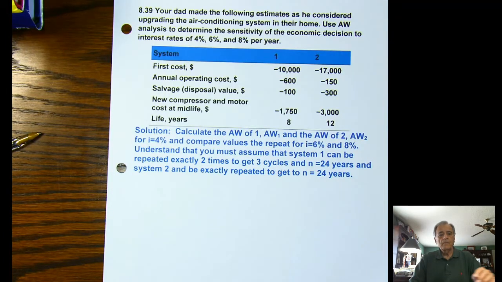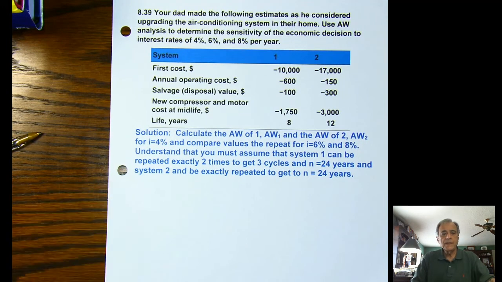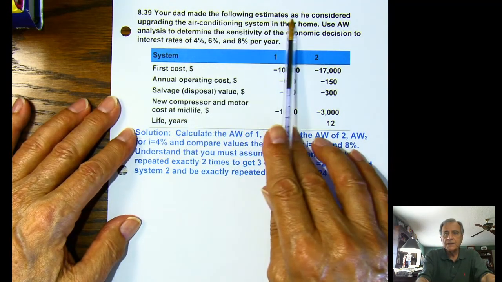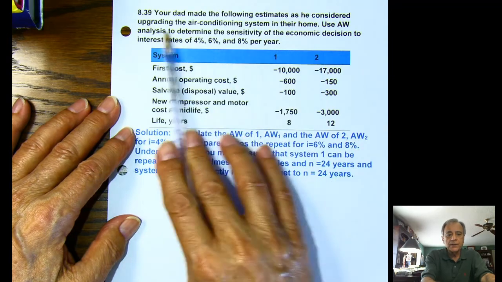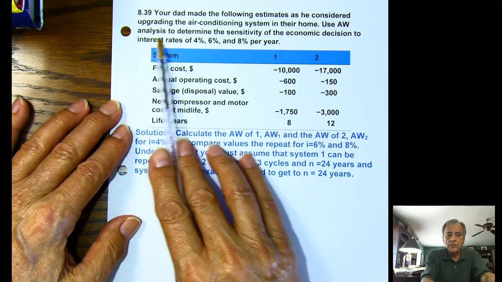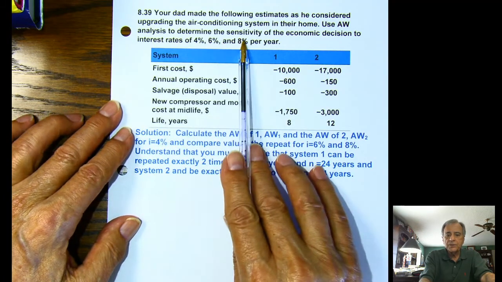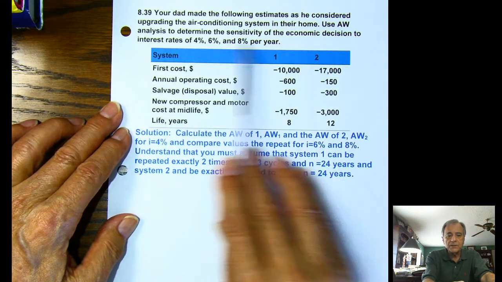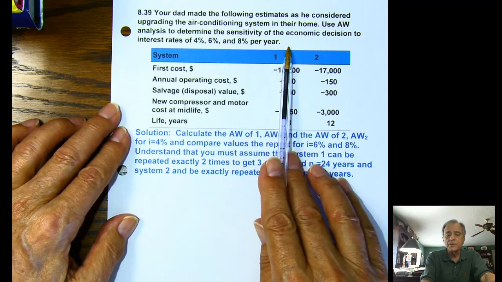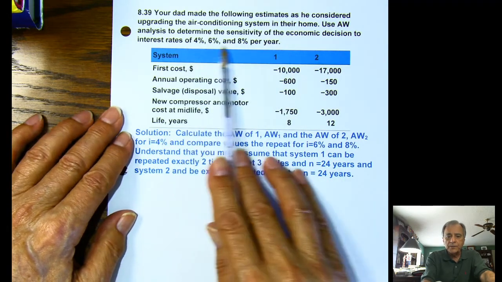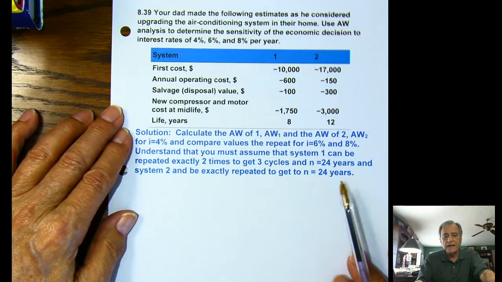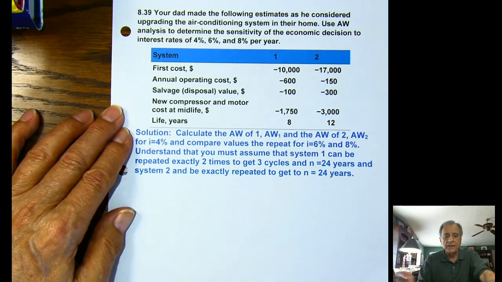Problem 839 says, your dad made the following estimates as he considered upgrading the air conditioning system in their home. Use the annual worth analysis to determine the sensitivity of the economic decision to the interest rates of 4, 6, and 8% per year. So our variable that we're not sure of, we're going to calculate it for several different values of that variable, is the i value.